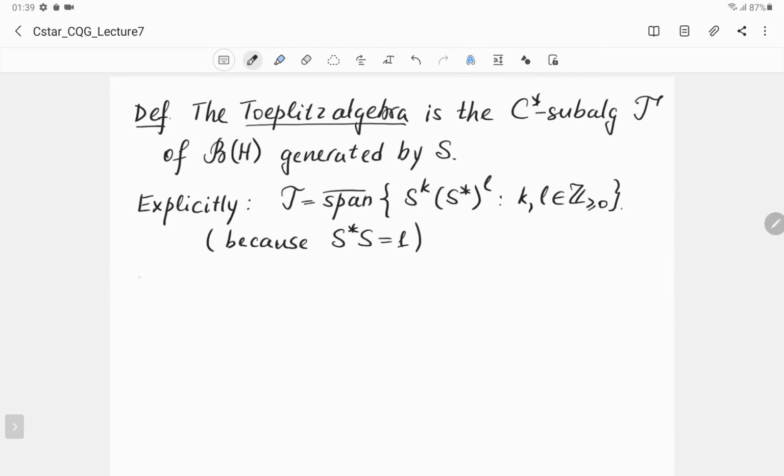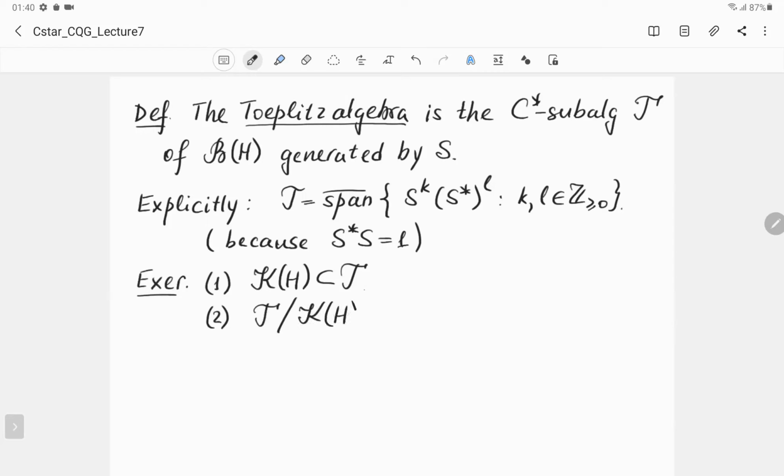So now a useful exercise. First of all, I claim that the ideal of compact operators is contained in the Toeplitz algebra. A hint to this exercise is to look at the operator 1 minus S S star, which is compact.